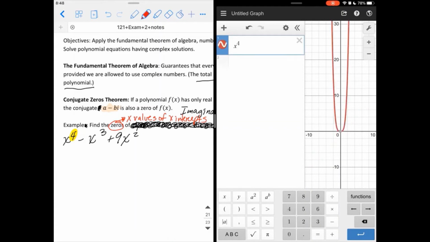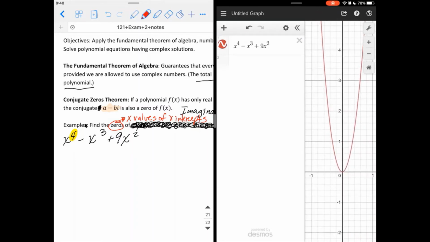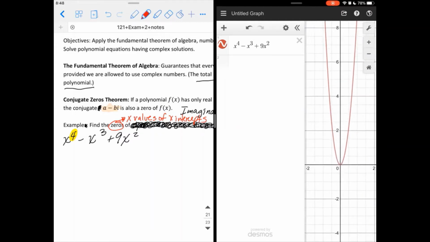So x to the power of 4 minus x to the power of 3 plus 9x squared. And so we have a power of 4 with an understood 1 in front of it. So here, its end behavior is that both arrows are up, and it looks like it's not coming back down. It can't.